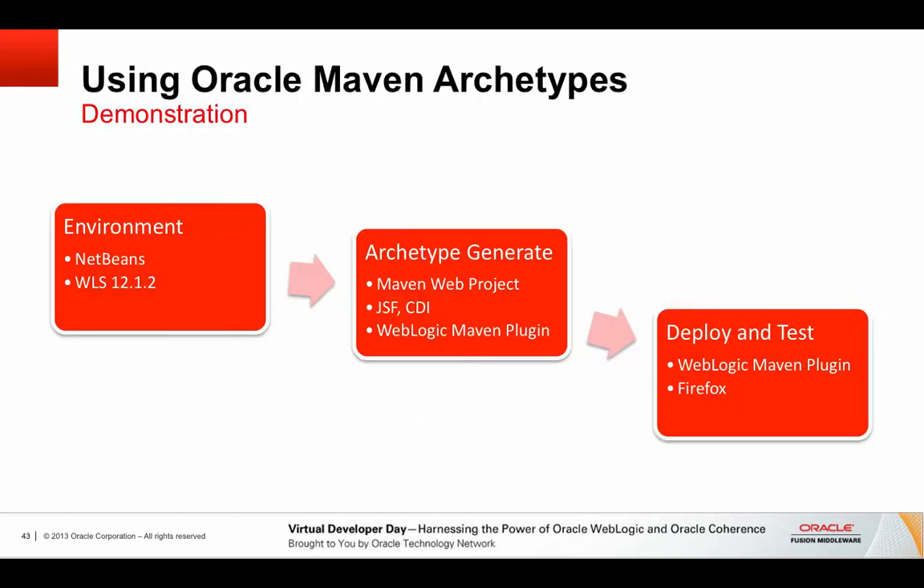Alright, we're going to do a quick demo here of using one of the Oracle Maven archetypes. The environment I'm going to run from is NetBeans with WebLogic Server 12.1.2. I'm going to generate an archetype, in this case the basic web app, which is going to produce source code for JSF CDI. It will have a Maven POM file with the pre-configured WebLogic Maven plugin. We'll then step through and deploy it and have a look at what that project looks like that is created from that archetype.